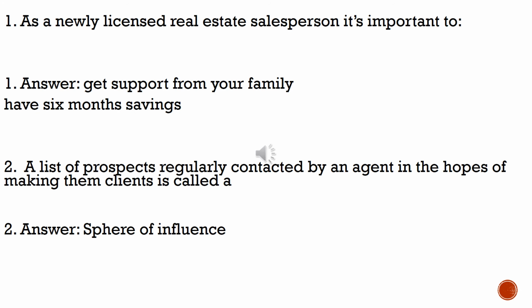Real estate practice. Question number 1. As a newly licensed real estate salesperson, it's important to: answer, get support from your family and have 6 months savings. Question number 2. A list of prospects regularly contacted by an agent in the hopes of making them clients is called: answer, sphere of influence.